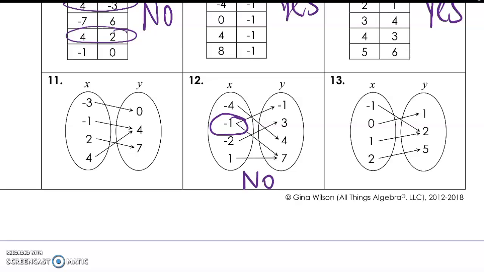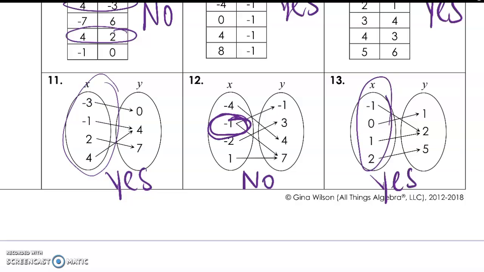So with functions or with mappings, you're just looking at the arrows. This doesn't matter, all right, because that's a y. You're looking at the x's. Each x only has 1 arrow, so that is a function. Here, this x had 2 arrows, so that's why it's no. 13, they all have 1, so it is a yes.